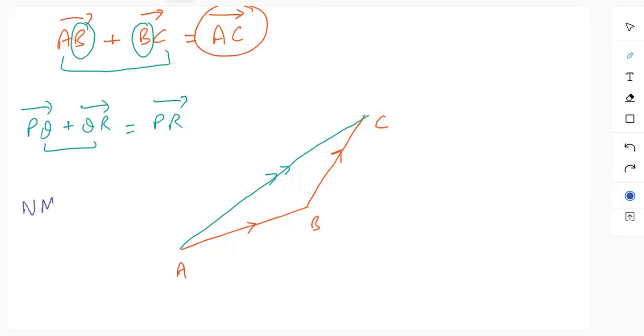Let's say NM plus MR. What do you get from that? Since these are the same, you get NR from that. You get NR as the result. Okay. अच्छा, we could extend this to three vectors as well.